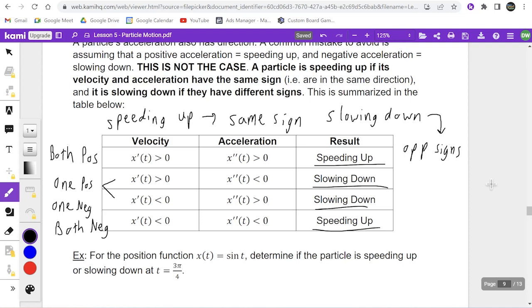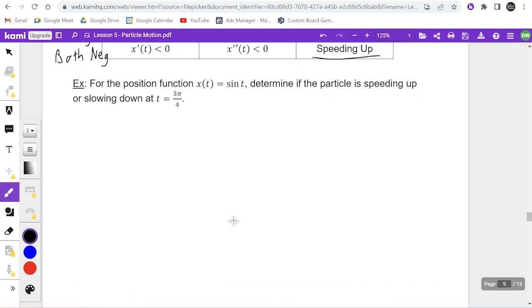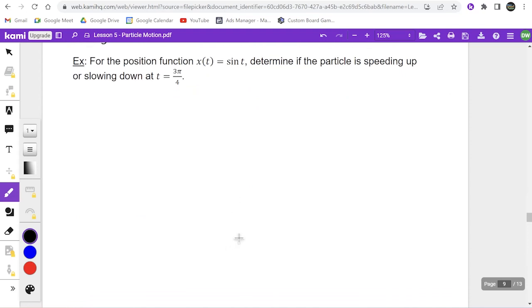And with that, we look at one more example, and then finally we just do a grab bag, a potpourri, a mixture of all the different topics we talked about today, all in like 2 questions. But first, we have this one right here. Again, our favorite function in the world, x of t equals sine t, for the last time. Determine if the particle is speeding up or slowing down at t equals 3 pi over 4.